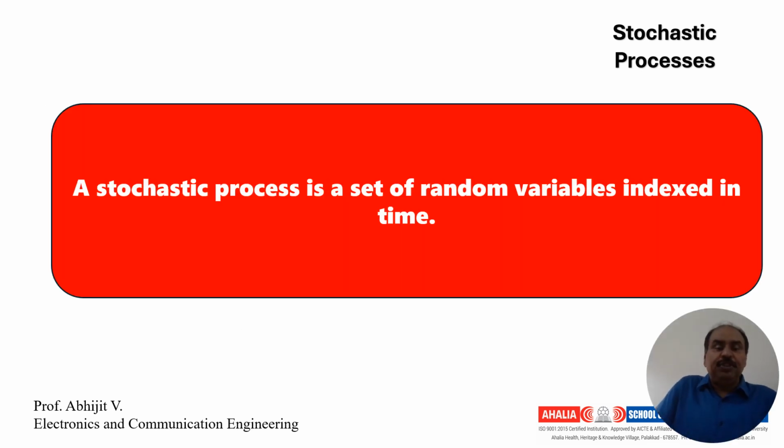Definition of stochastic process. A stochastic process is a set of random variables indexed in time. In the next slide, we will see some examples of stochastic process. There might be questions in your exam about define or what do you understand by stochastic process. Explain with examples.